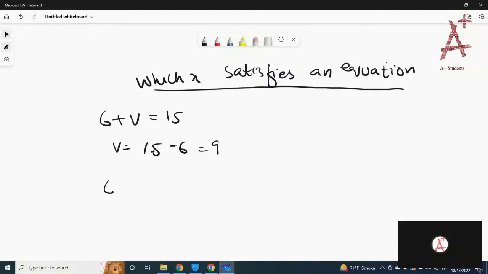You can check: 6 plus 9. 6 plus 9 is 15. So both sides of the equation are equal. That means this is the solution of the equation. Got it?